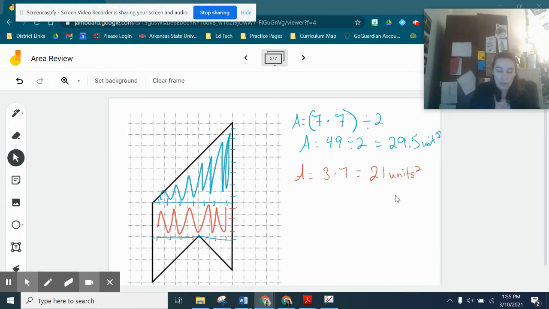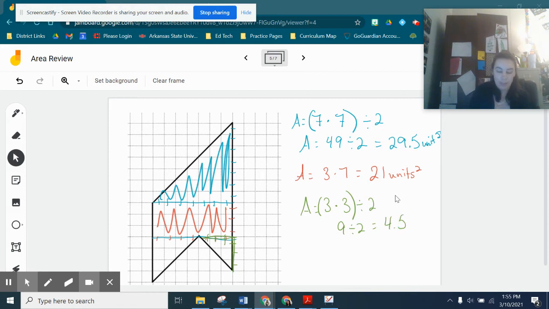Okay, so now we're going to come down here at the bottom and I'm going to do my triangles. So this triangle right here, my little one, is 1, 2, 3 by 1, 2, 3. So the area for that is going to be 3 times 3 divided by 2. So that's 9 divided by 2, which is 4.5.